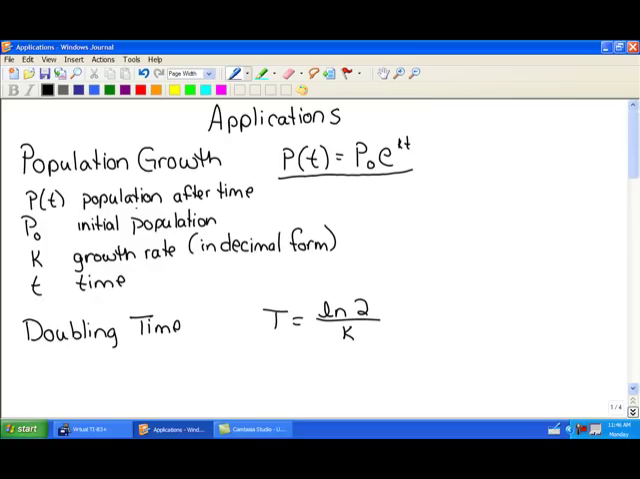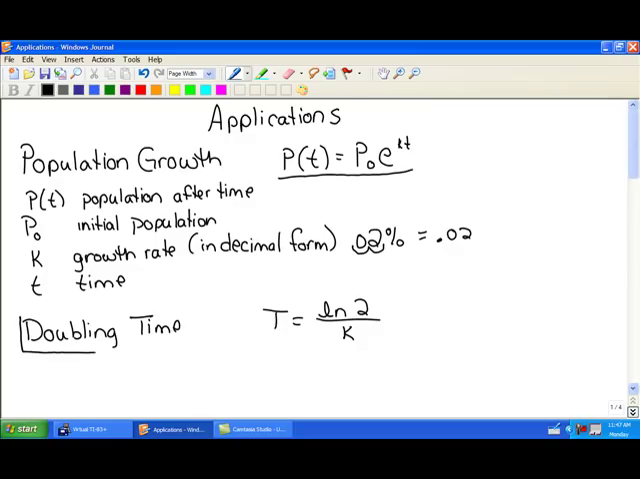The P of t is going to stand for population after time. The P sub 0 is the initial population. The K is going to be the growth rate, and remember this needs to be in decimal form. Anytime you're taking a number from a percent to a decimal form, you're going to move the decimal to the left 2 places. So 2% would be 0.02 in decimal form. The T is going to stand for just the time. The E, of course, is our new irrational number, which is approximately equal to 2.718.